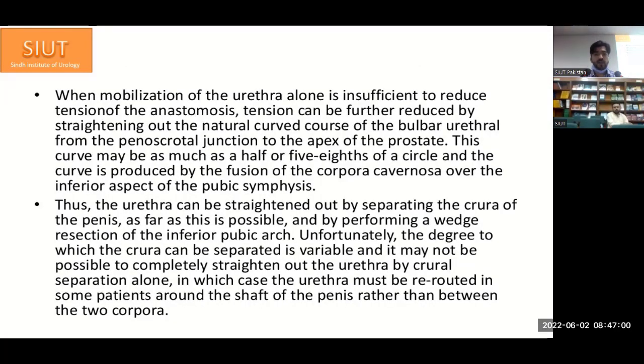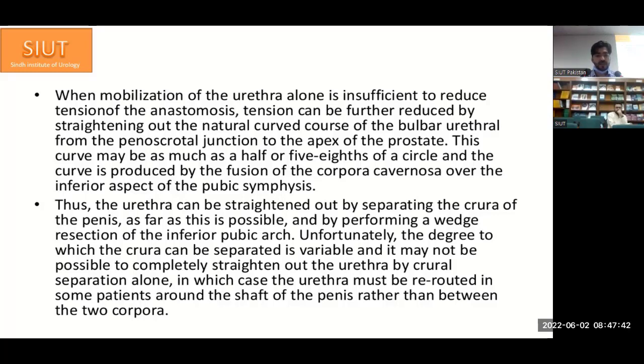While mobilization of the urethra alone is insufficient to reduce the tension of the anastomosis, tension can be further reduced by straightening out the natural curved course of the bulbar urethra from the penoscrotal junction to the apex of the prostate. This curve may be as much as 5/8 of a circle, and the curve is produced by the fusion of the corpora cavernosa over the inferior aspect of the pubic symphysis. Thus, the urethra can be straightened out by separating the crura of the penis as far as this is possible, by performing a wedge resection of the inferior pubic arch.